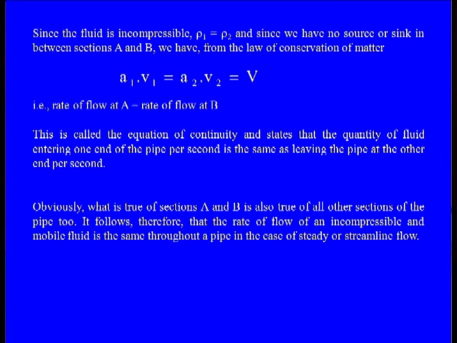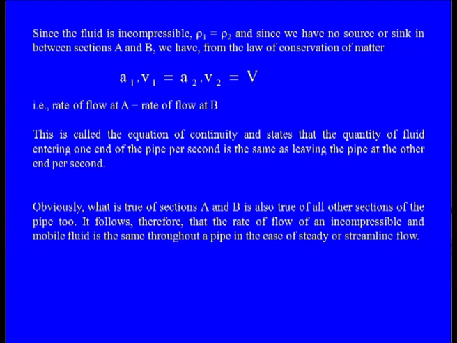Since the fluid is incompressible, the density will not change from A to B. So, rho 1 is the density of fluid entering at A, rho 2 is the density of fluid at B. Since the fluid is incompressible, density will not change, so rho 1 must be equal to rho 2. And since we have no source or sink in between sections A and B, we have from the law of conservation of matter A1 V1 equal to A2 V2 equal to, let us say, V. Since rho 1 equal to rho 2, it will cancel from left hand side and right hand side. So, conclusion is that rate of flow at A is equal to rate of flow at B.